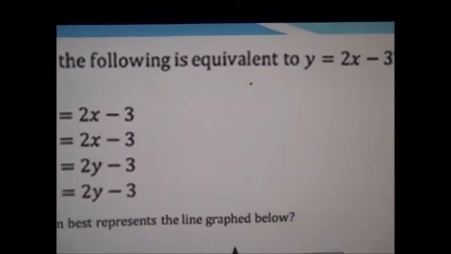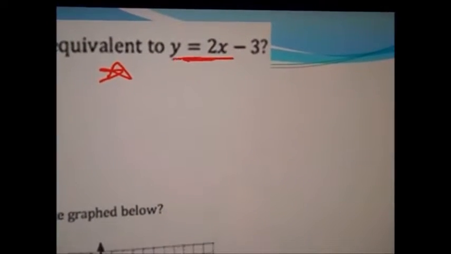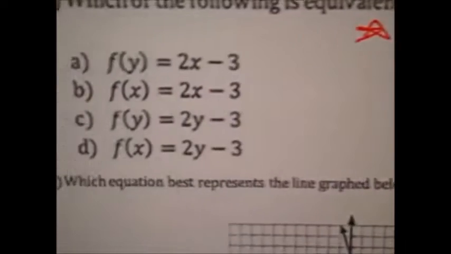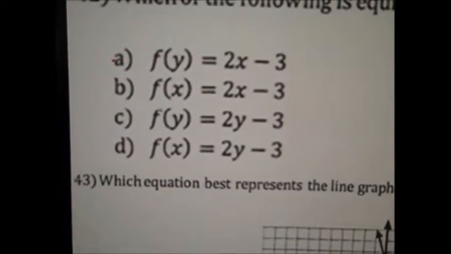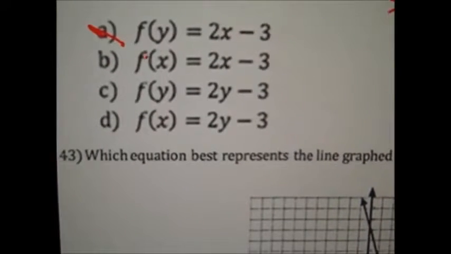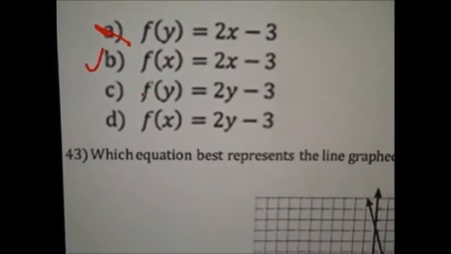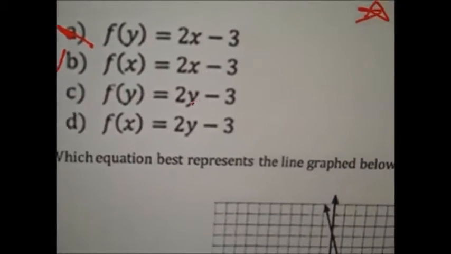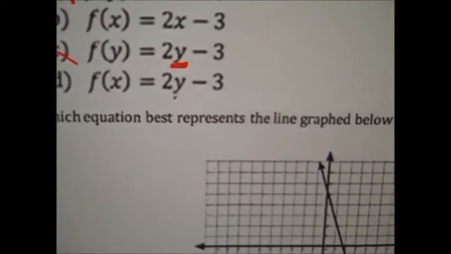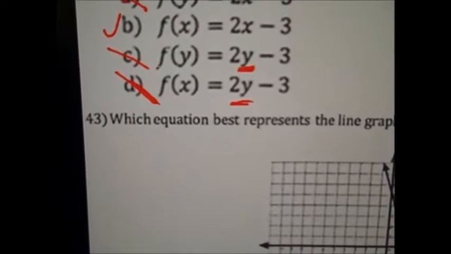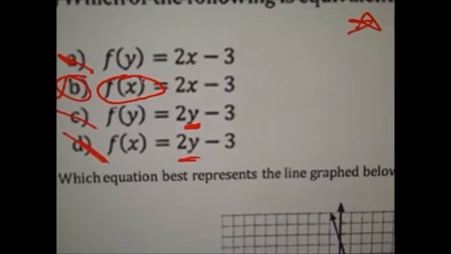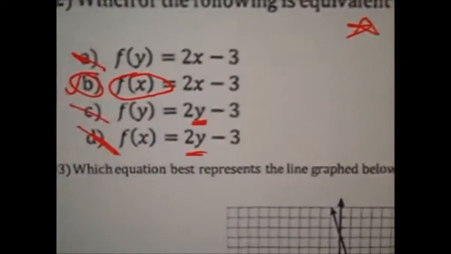It's looking for an equivalent to this equation, which means it should almost be identical to this one. Here, this is f of y, close, but not really. F of x equals 2x minus 3, that's a good candidate. F of y, again, this is 2y, that doesn't look like this. That's not it. And then again, D has 2y, that's not it. It's going to be B over A, because f of x is the same thing as y.